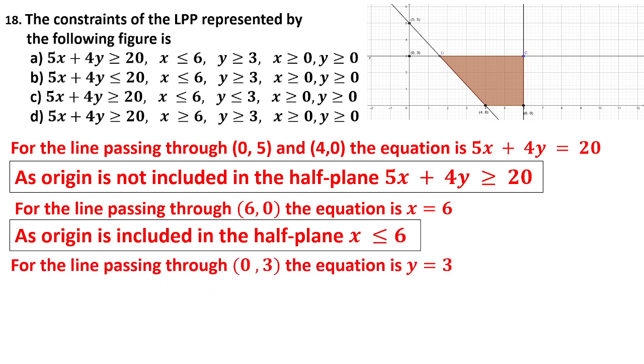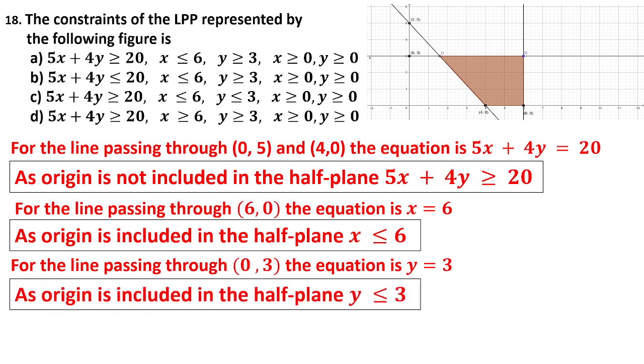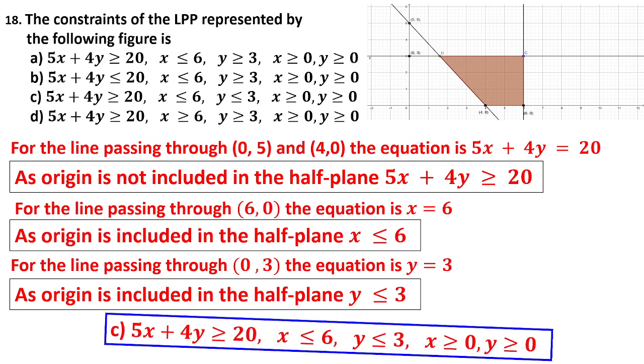Go to the third equation, that is y equal to 3. Here also it is not the right side of that, it is the left side where origin is included. Therefore, origin is included. Therefore, it is y less than or equal to 3. Now, check out which option satisfies the 3 which you have identified. It is option C.